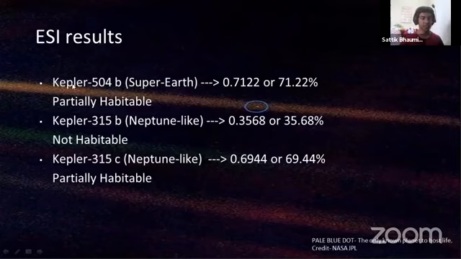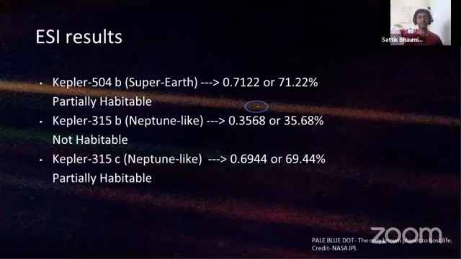2 planets, that is Kepler 504b and Kepler 315c, have a habitability of around 70%, like 71.2% and 69%. So they are partially habitable. And Kepler 315b is not habitable at all because it has an ESI percentage of only 36%, 35.68. Astronomers want a value above 80%, preferably better even if we get a value above 85%, because then we are 100% sure that yes, this planet is habitable.